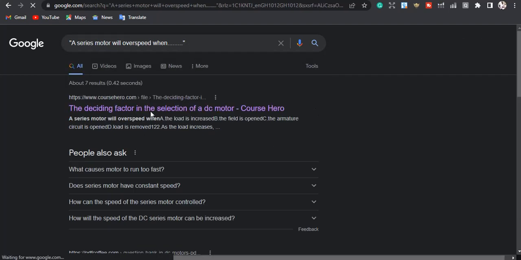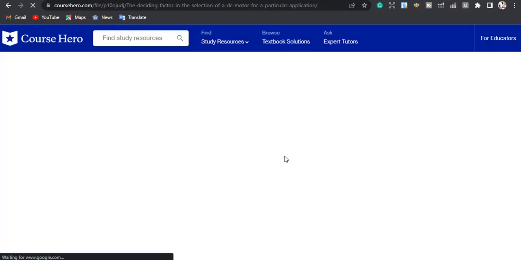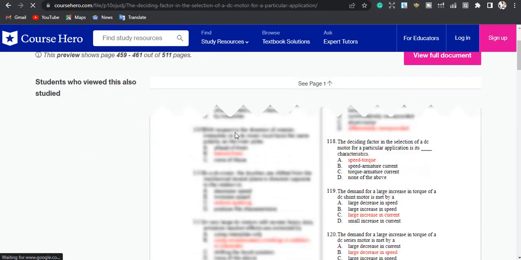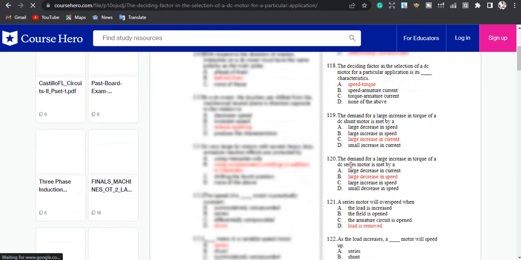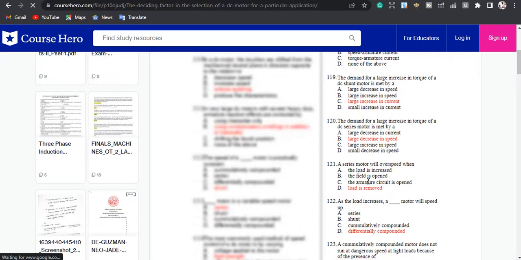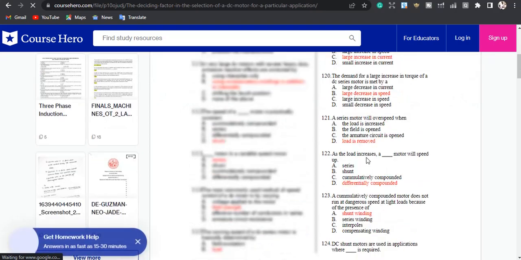You can notice that we've been given a Course Hero site that will probably contain the solution to this question and other similar questions. Let's find out. Let's check the answer. This is a Course Hero site. From here you can notice that our question was a series motor. This is the exact question. That's question 121, and apart from question 121, we can notice that these questions have similar questions attached to them.